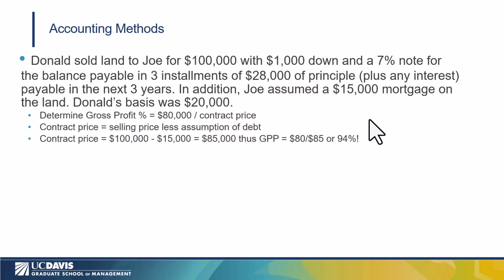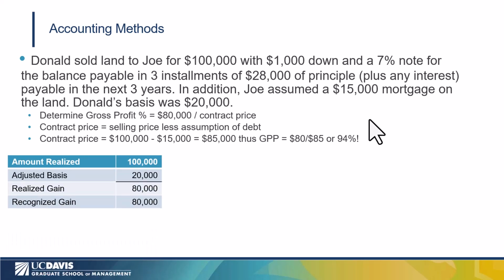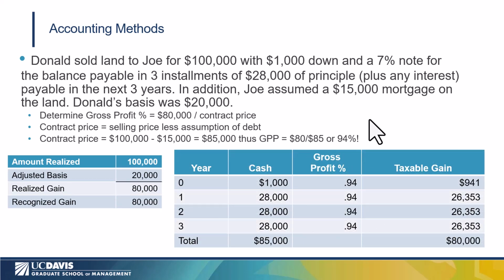All right, instead, what we have to do is take the 80,000 of recognized gain and divide it by the contract price, not the amount realized. The contract price is the selling price less any assumption of debt. So in this case, it's 100,000 minus 15,000 or 85,000. So now the gross profit percentage isn't 80%, it's 94%. Okay, there's our recognized gain. Here's what our recognized gain looks like with a 94% gross profit percentage. And you can see that when we receive 85,000 in cash at 94%, we get the 80,000 that we expected. All right, cool.